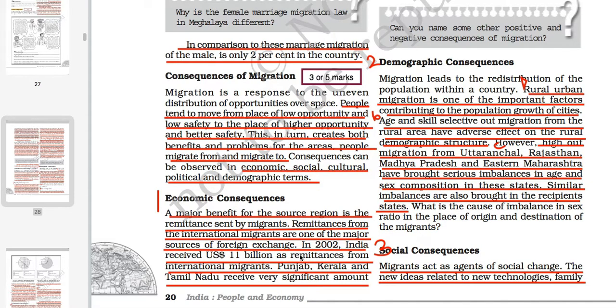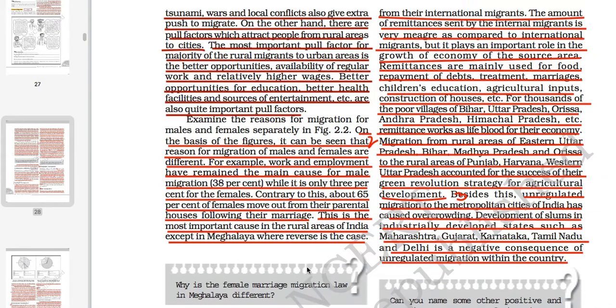In 2002, India received $11 billion in the form of remittance from international migrants, and this money came into the states of Punjab, Kerala, and Tamil Nadu. The amount of remittance sent by internal migrants is very low as compared to the money sent by the international migrants.